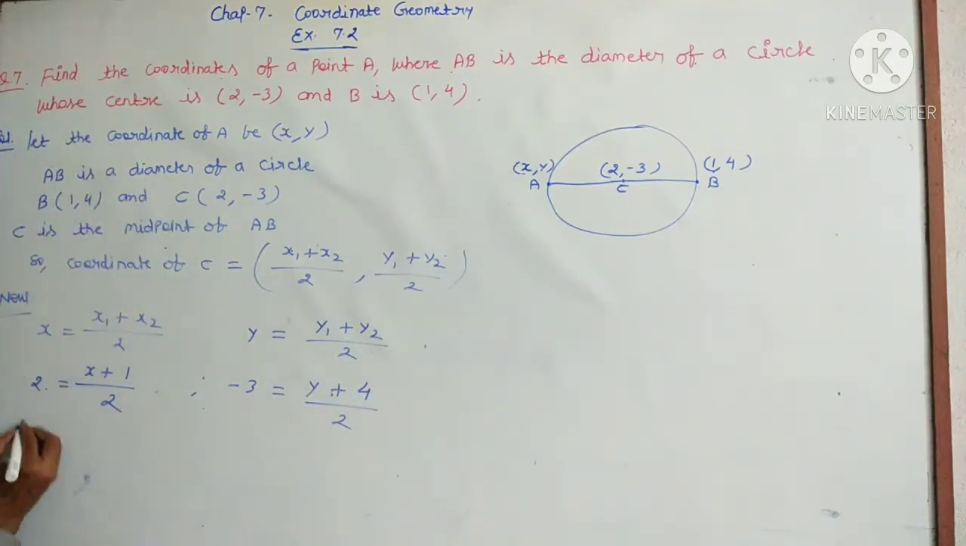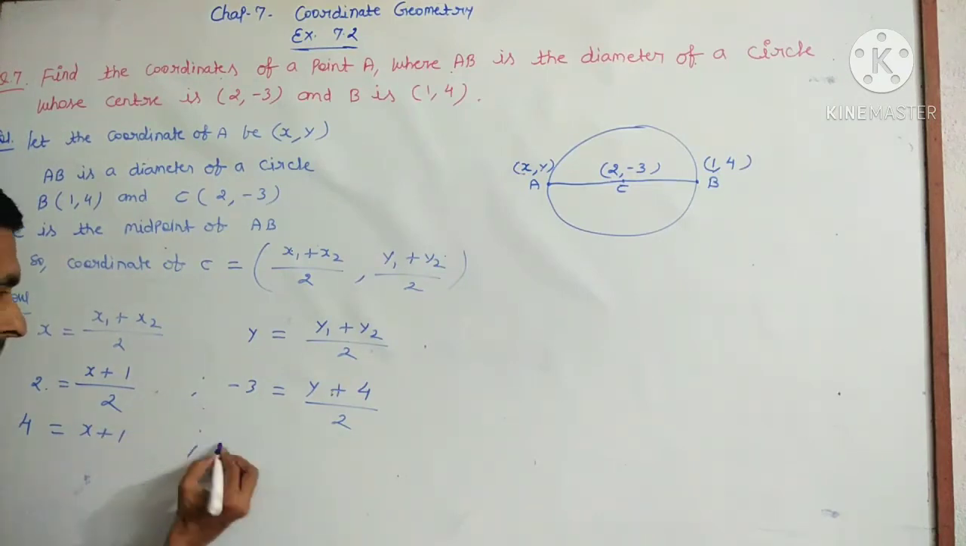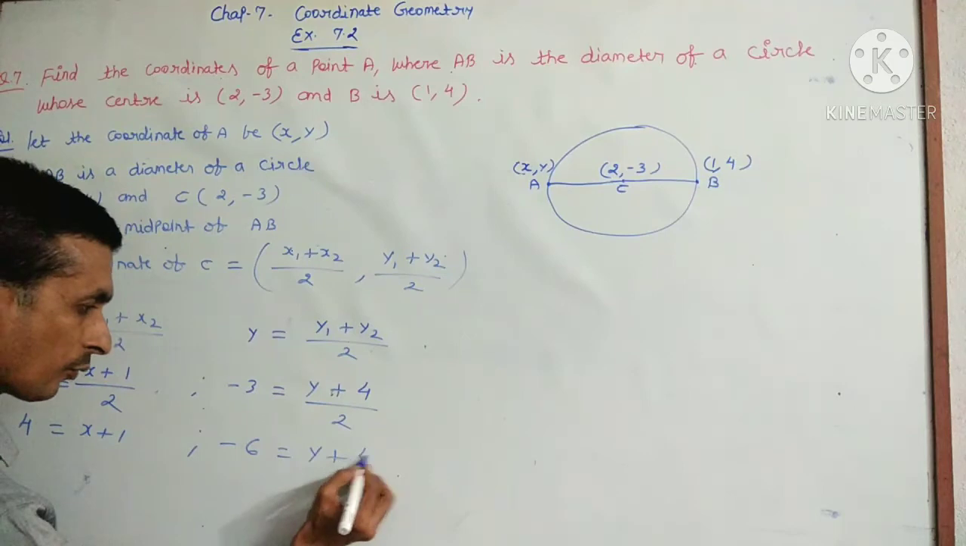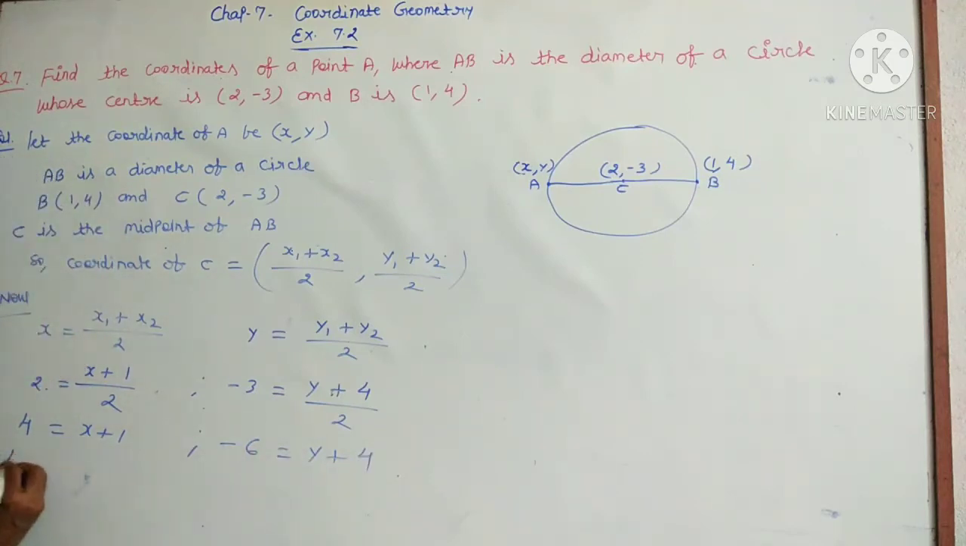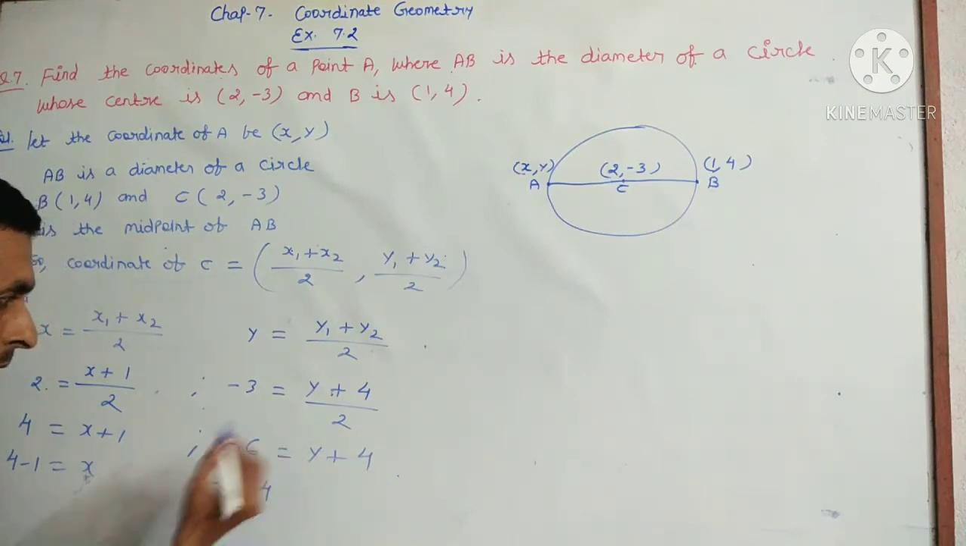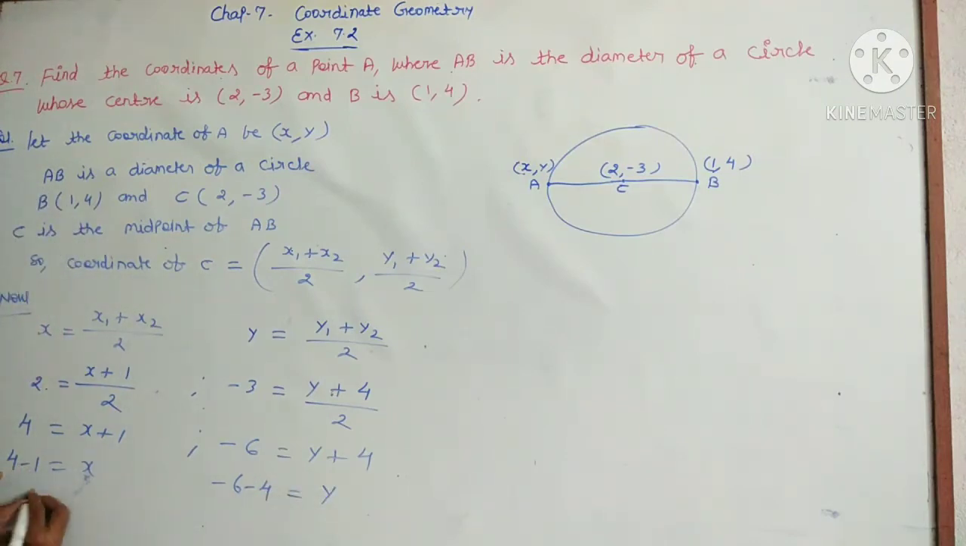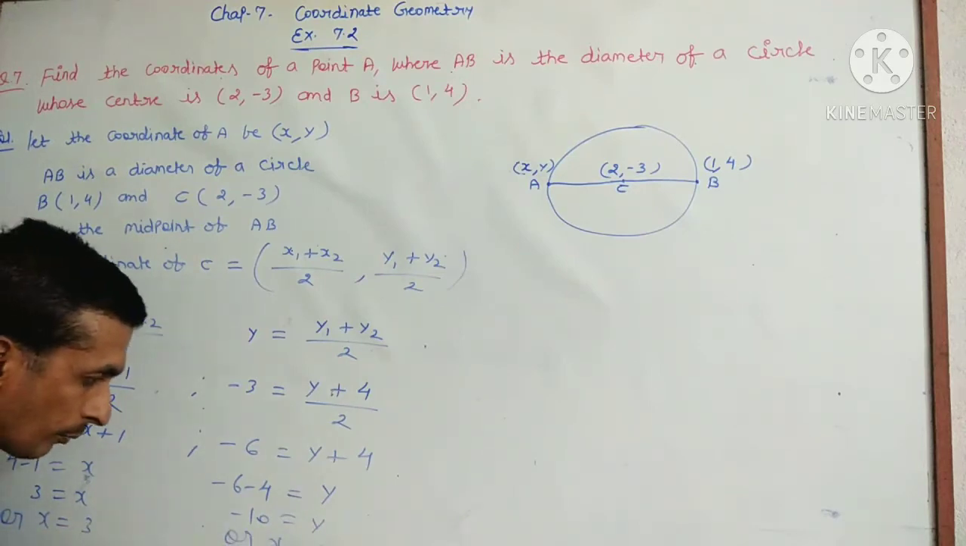Okay, cross multiply. 2 into 2 is 4, equal to x plus 1, and 2 into minus 3 is minus 6, equal to y plus 4. Now you can write 4 minus 1 equal to x, and similarly minus 6 minus 4 is equal to y. So 4 minus 1 is 3, 3 equal to x, and minus 10 equal to y.